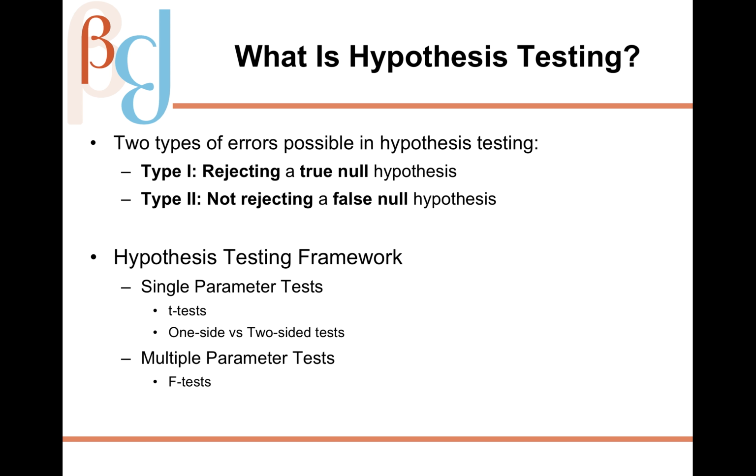Then we're going to move on into the multiple parameter tests. Here, we're going to test the value of different coefficients simultaneously, something that we cannot do with the t-test. For that purpose, we're going to be using the so-called f-test. We're also going to be using the f-test to test restrictions on some models.